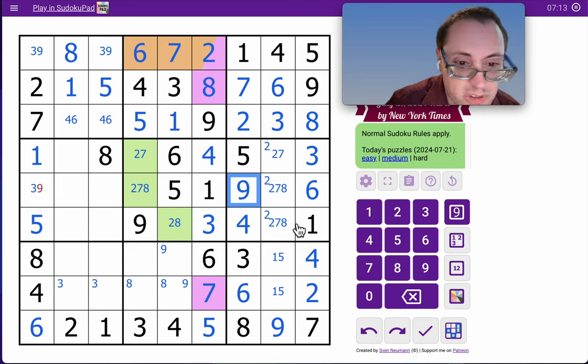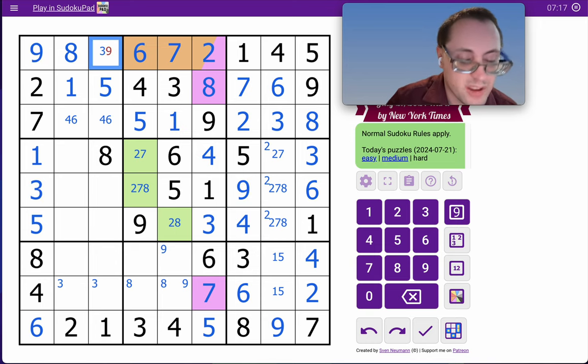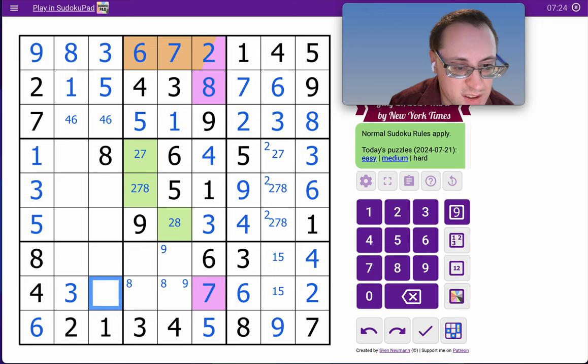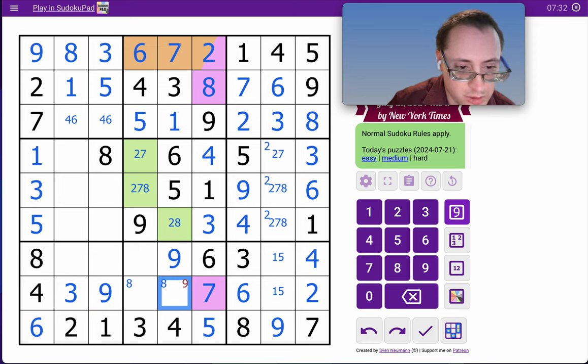That's a 4, and this is 9. So that sorts out 3, 9, 3. Let's see, 2, 3, 4, 6, 7. I need 1, 5, 8, and 9. And row 8, that cell that I'm highlighting can only be a 9. Places the 9 in box 8.